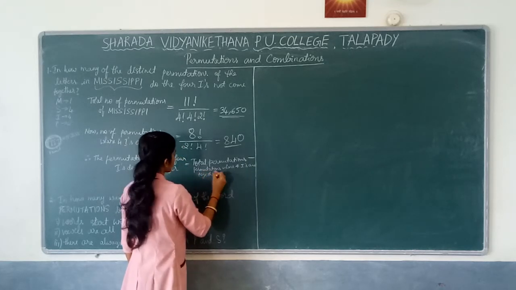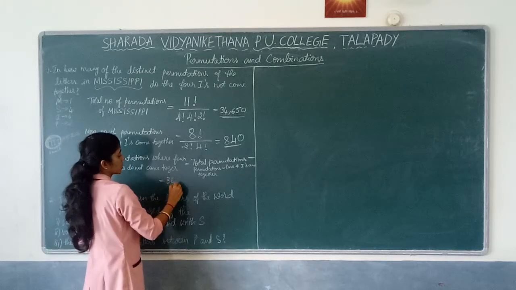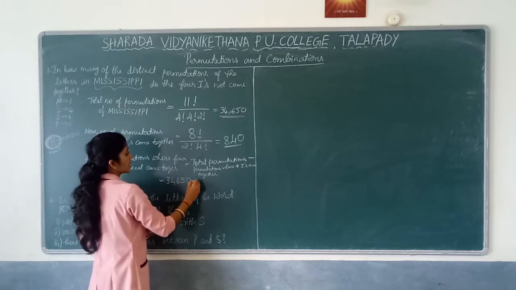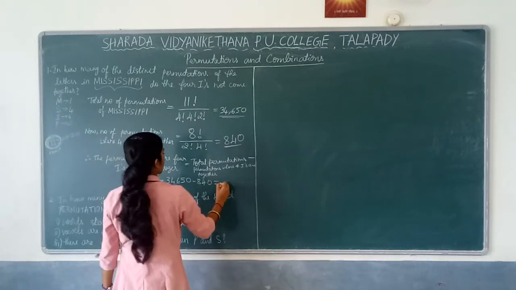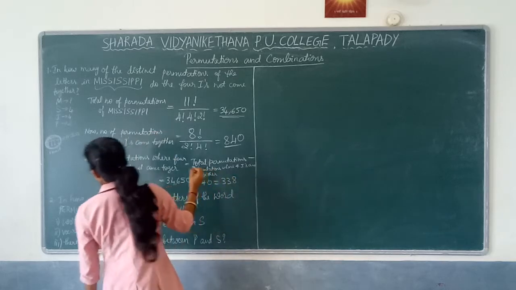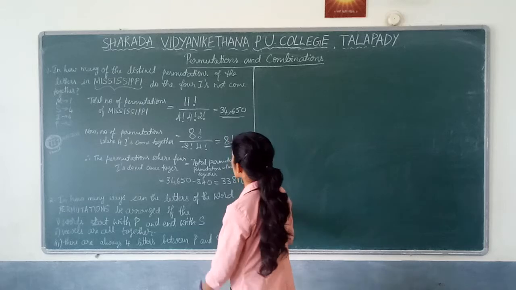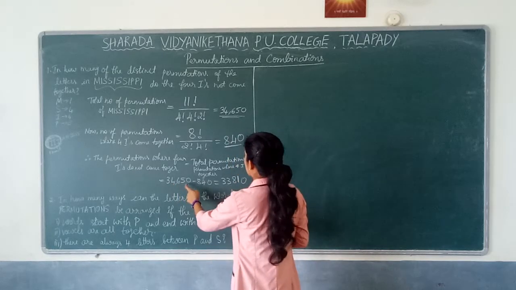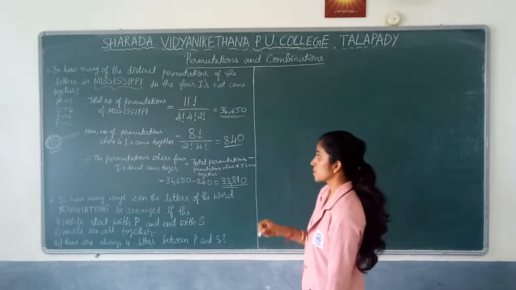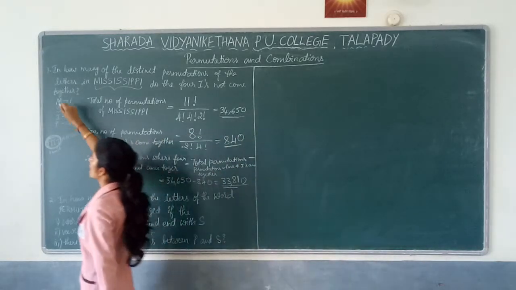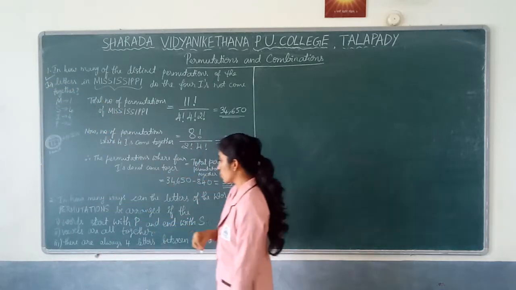I'll write it down, okay? So this is equal to, we got total permutations is equal to 34,650 minus 840, okay? When you subtract these two, you will get the answer as 33,810, I think, okay? So you get 33,810 as the required number of permutations. So practice this properly, students, because these are important questions in the exams, okay? Let's move on to the next one.